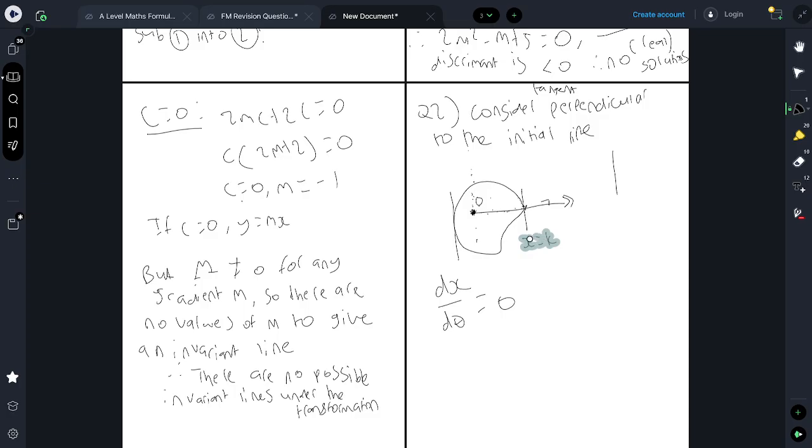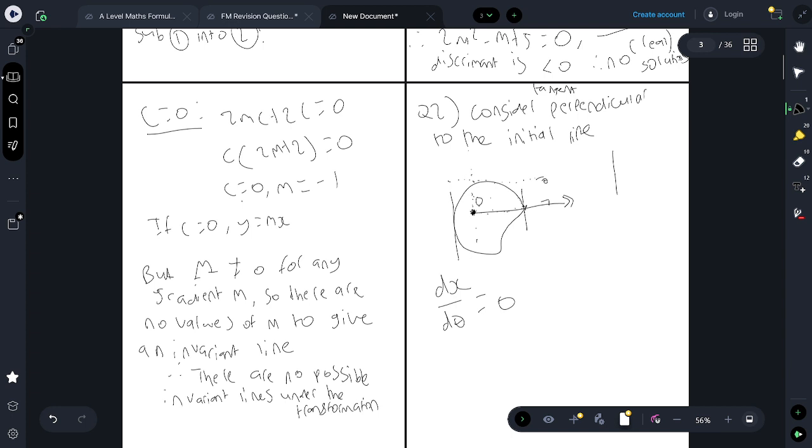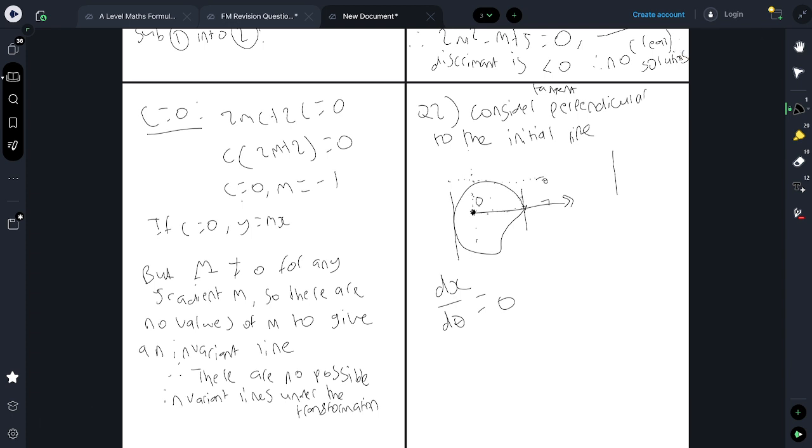So for any polar curve with a tangent perpendicular to the line, dx by d theta has to be 0, right? Alternatively, they might ask about it being parallel, but in a similar way, the y isn't changing, the height isn't changing, so that would be dy by d theta is 0 if it was parallel. But instead we're looking at perpendicular tangents, so the x coordinate essentially will stay the same.